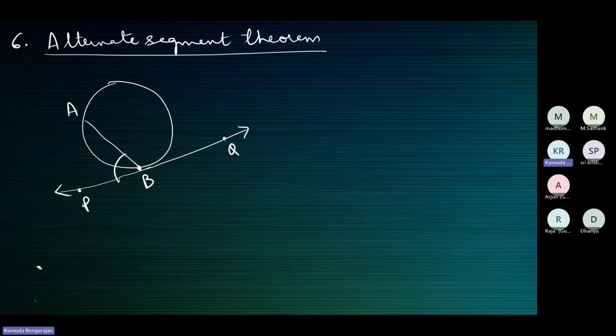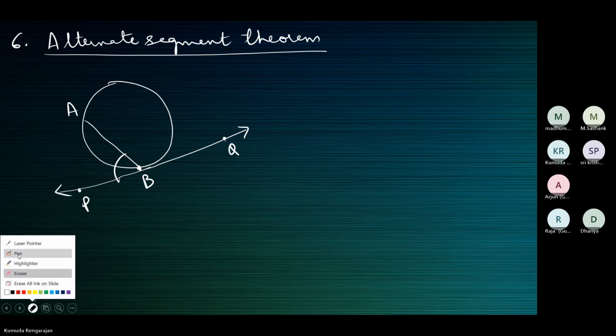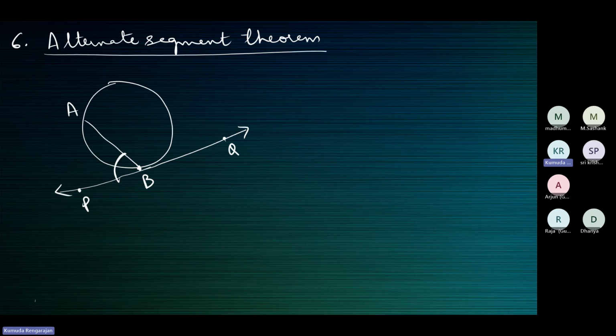I will take them one by one. Now, this angle is equal to some angle formed inside the circle. Which is that? Since this angle between the chord and the tangent passes through this segment, the major segment becomes the alternate segment.